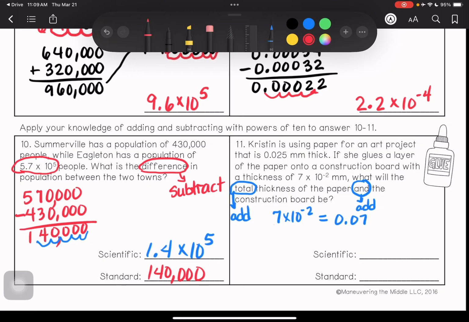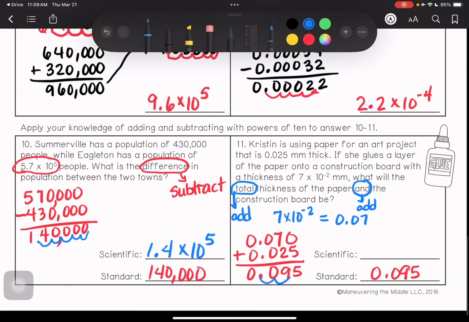So now I'm going to add 7/100 plus 25 thousandths. So that's 0.095. So this is standard form. Scientific notation, I'm going to move the decimal 2 places to the right. Because it's less than 1, my exponent is going to be negative.